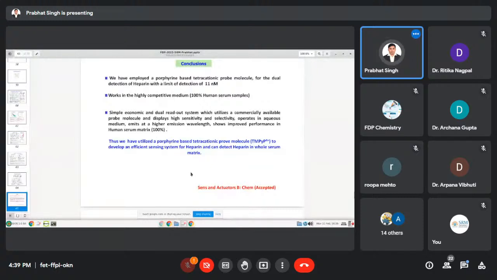So this was, I would say, the best work that we could do in this field, to be honest. And this only got accepted yesterday. The idea, of course, is that it works in 100% serum, but there is still hope that we can reduce the LOD and make it even better. As I said, it is a turn off. So we are looking for molecules where we can achieve the performance in 100% human serum samples, but in a turn on way, with an increase in emission. That can possibly help us achieve a better limit of detection.